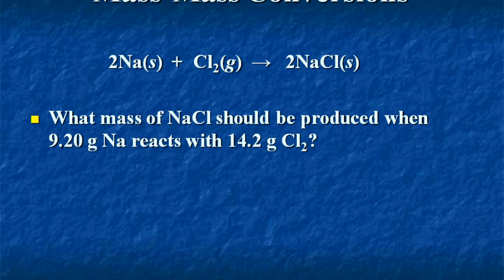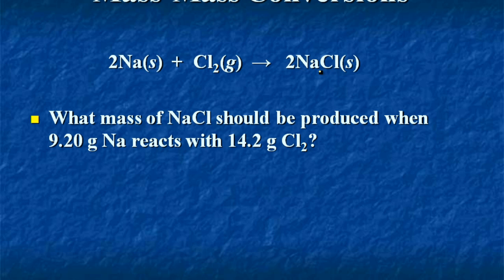Let's do another example. Same question, but now this one is different. Same equation, here the question is what mass of NaCl should be produced when 9.20 grams of sodium reacts with 14.2 grams of chlorine. We just calculated this number in the previous section, right? How many grams of chlorine is required? And this is what you got. Now, here the question is asking what mass of sodium chloride will be produced.